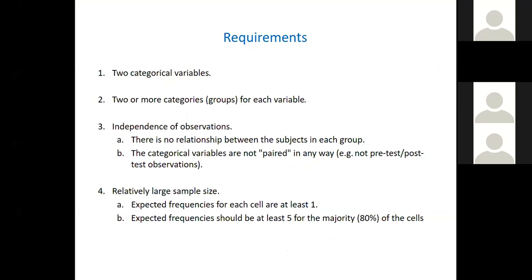This one will not take much time. The assumptions: two categorical variables, two or more categories or groups for each variable, and independence of observations. There is no relationship between the subjects in each group. It just tells you that these are two independent groups. It's not paired observation. The categorical variables are not paired in any way.